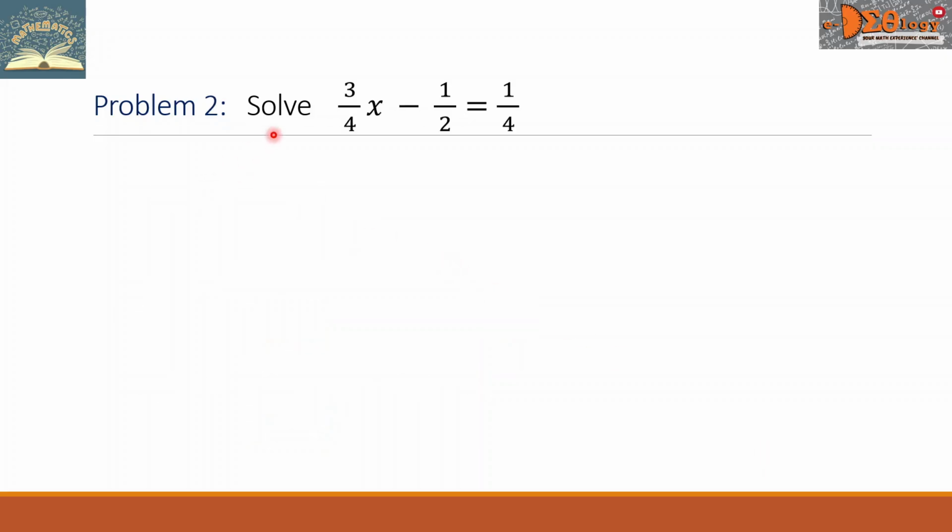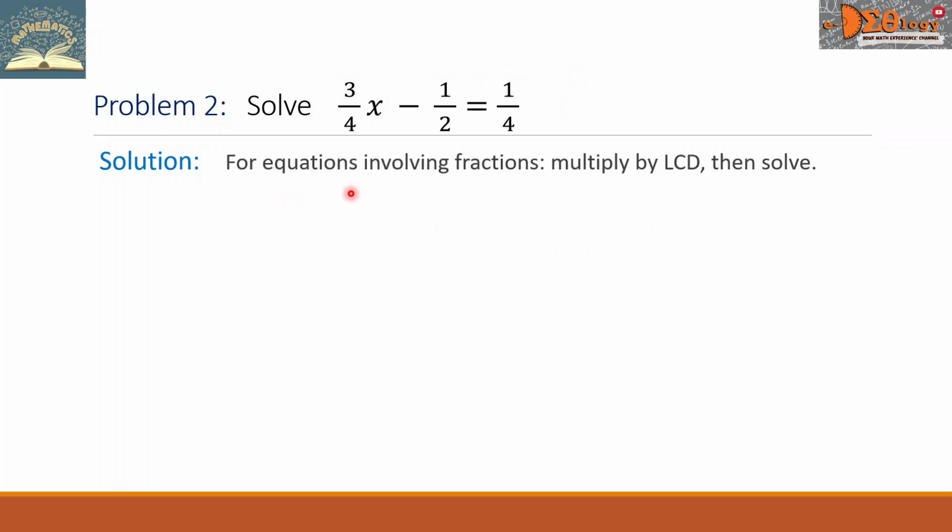Problem 2. Solve 3 over 4x minus 1 over 2 equals 1 over 4. We can see here that we have fractions in the equation. So, for equations involving fractions, we multiply this equation by LCD. Then we solve for x. First, we collect the LCD. We write all the denominators down here. So we have 4 and 2.